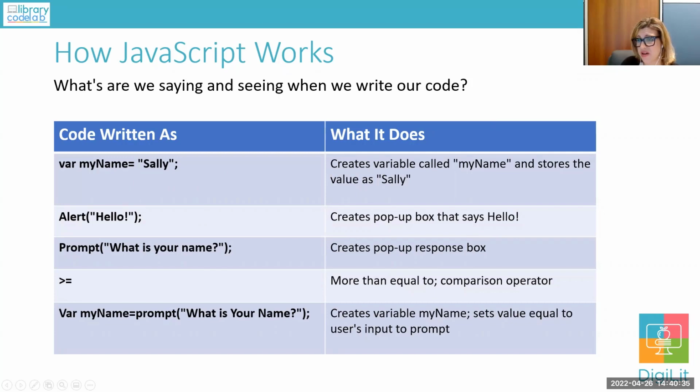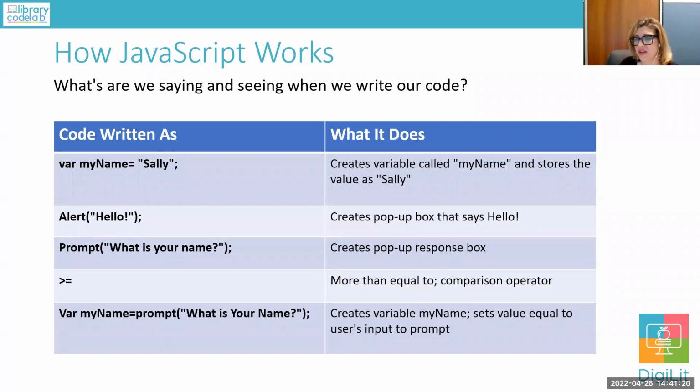So on the left side right here, we've got a variable, which we touched on earlier when we did our little practice exercise. All we're doing when we type in the code there, myName equals Sally, is creating a variable called myName and storing the value as Sally. You could replace Sally with another name, like Christy. Then that just means you're storing the value as Christy for it to be used later.